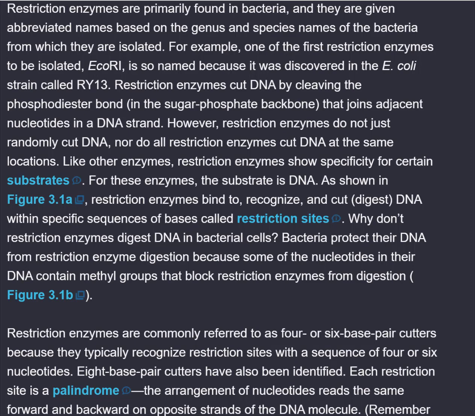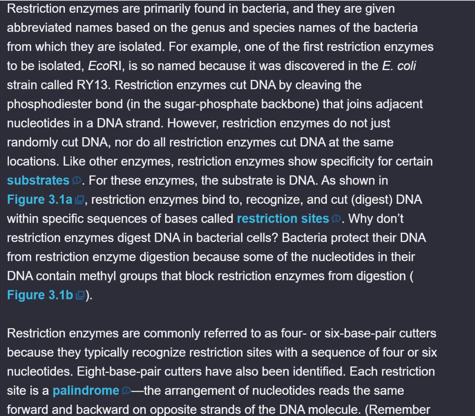Restriction enzymes cut DNA by cleaving the phosphodiester bond, in the sugar phosphate backbone, that joins adjacent nucleotides in a DNA strand. However, restriction enzymes do not just randomly cut DNA, nor do all restriction enzymes cut DNA at the same locations. Like other enzymes, restriction enzymes show specificity for certain substrates. For these enzymes, the substrate is DNA. As shown in Figure 3.1a, restriction enzymes bind to, recognize, and cut, digest, DNA within specific sequences of bases called restriction sites.